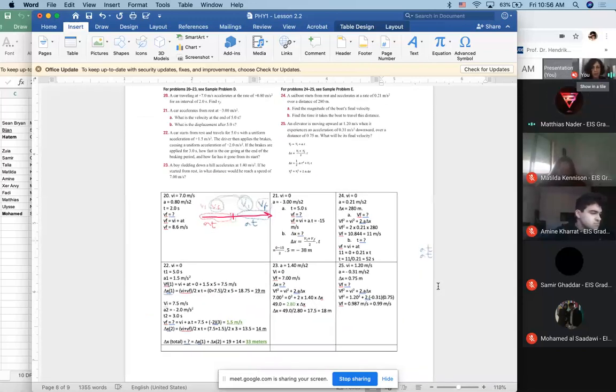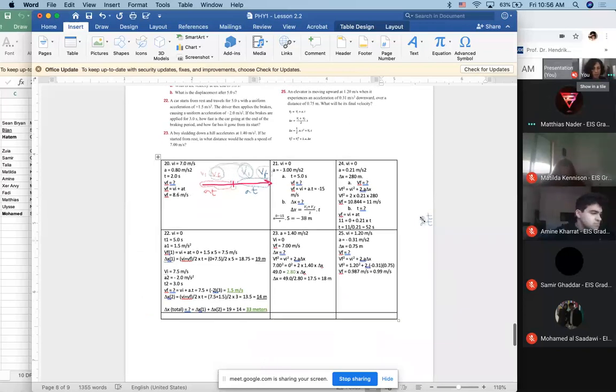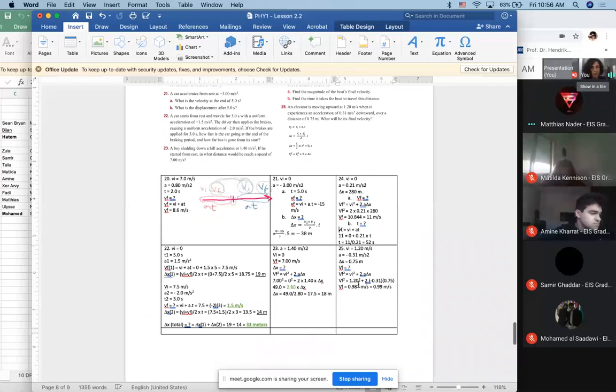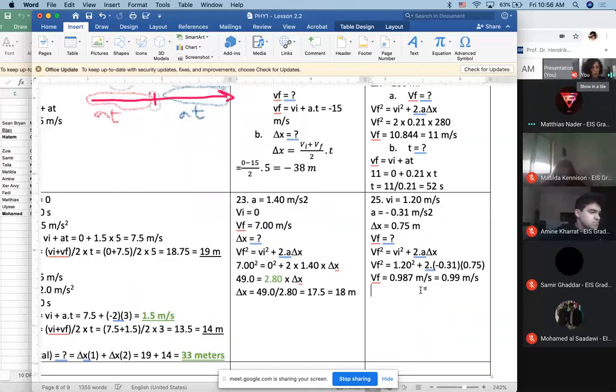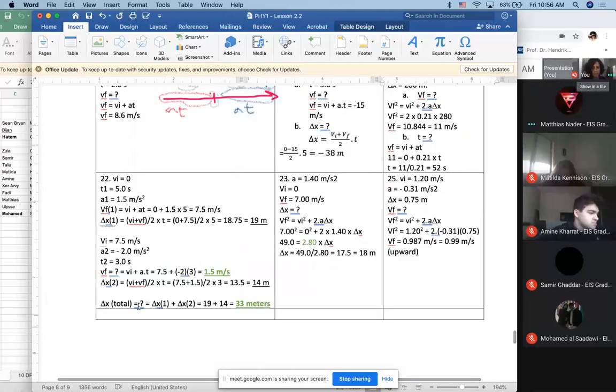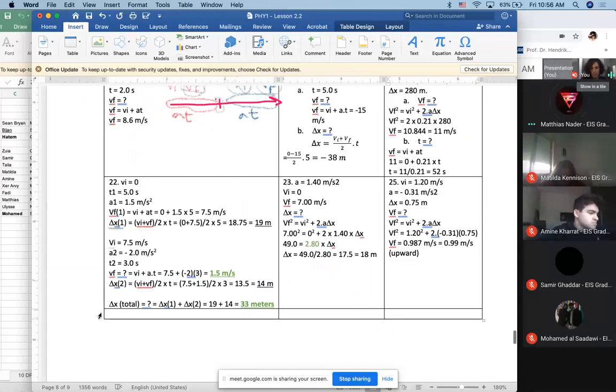Are we done with this homework? Should we say upward or no? By the simple fact of saying positive, we mean upward. But if you want to say upward, it shows that you actually are very aware of the distance. And this is great. Okay, I'm going to remove this one.